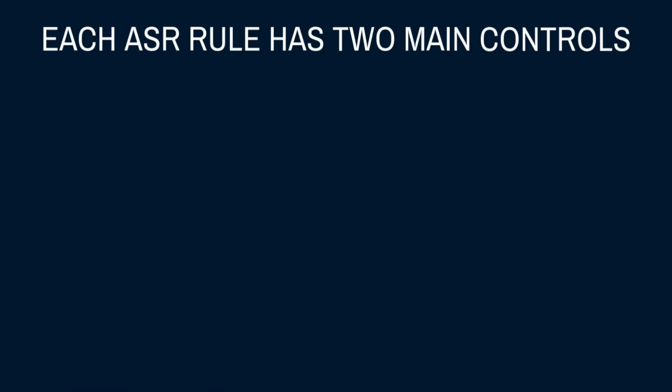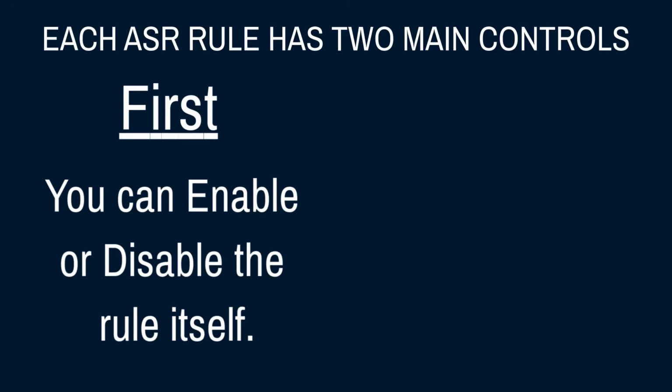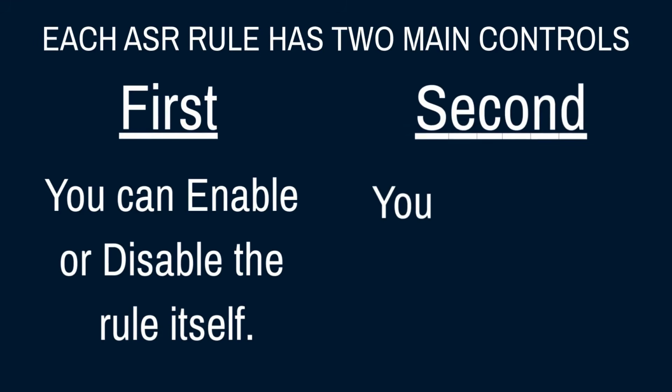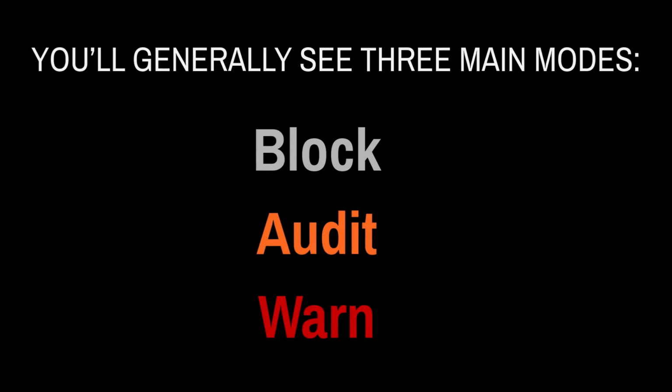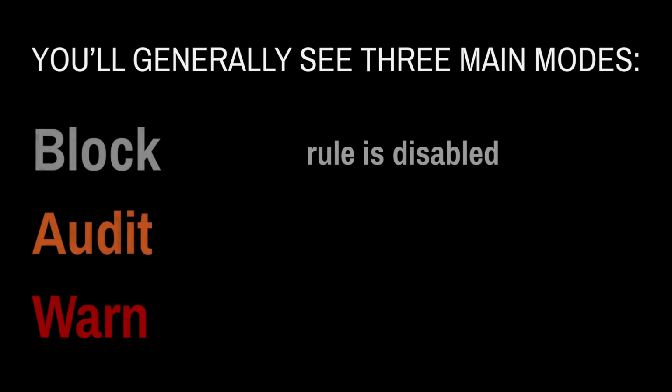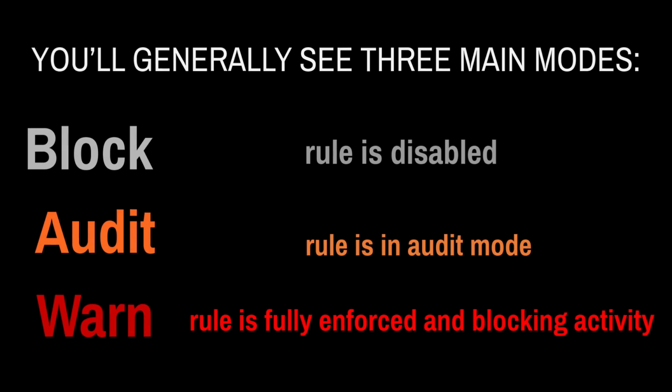Each ASR rule has two main controls. First, you can enable or disable the rule itself. Second, you can choose how strictly that rule is enforced. You'll generally see three main modes. These modes are often color-coded, which makes things much easier to understand at a glance. Gray means the rule is disabled. Orange means the rule is in audit mode. Red means the rule is fully enforced and blocking activity.